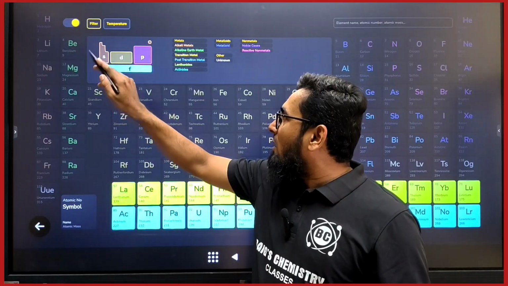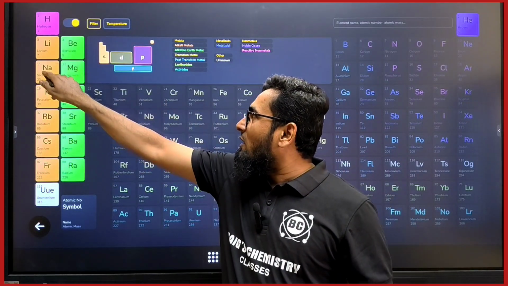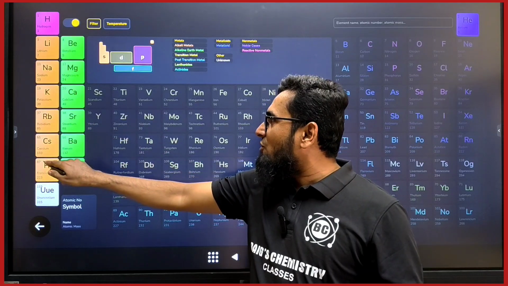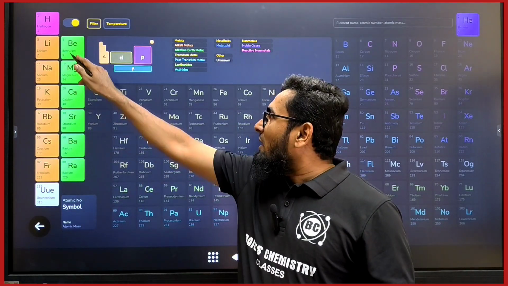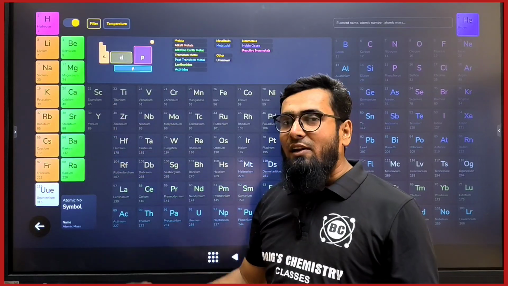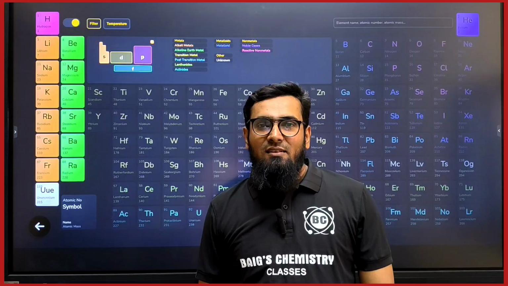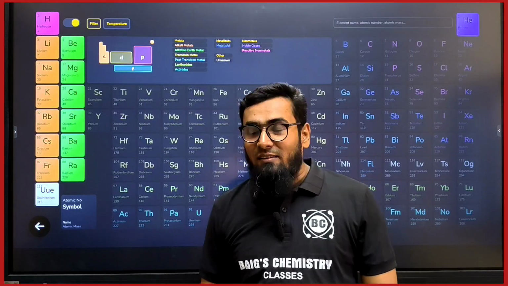If you take S block, these are the S block elements: hydrogen, lithium, sodium, potassium, rubidium, cesium and francium, beryllium, magnesium, calcium, strontium, barium and radium. Students, in S block you are having 2 types of metals: alkali metals and alkaline earth metals.